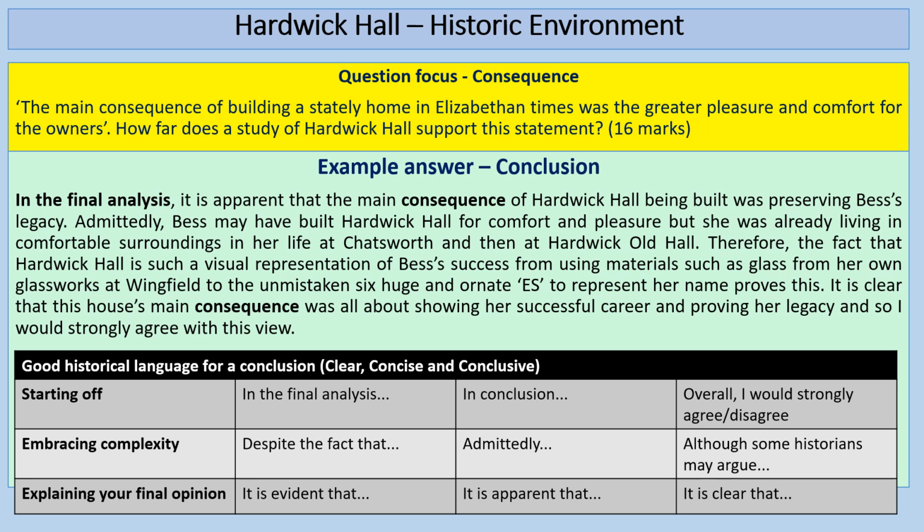So it's a really good conclusion because it really takes those key facts. It really talks about how Bess is really showing off her legacy here and showing off her power, and using that really lovely historic environment evidence of the ornate ESs on top of the roof is really strong evidence. So that's a really great conclusion. So we just really articulated there what makes a really good conclusion.